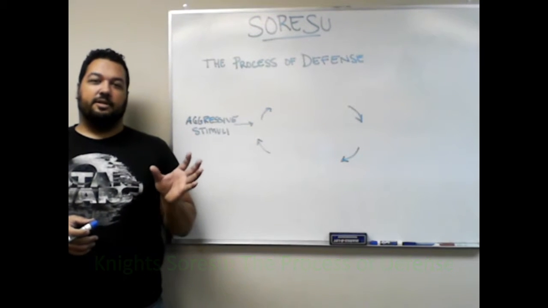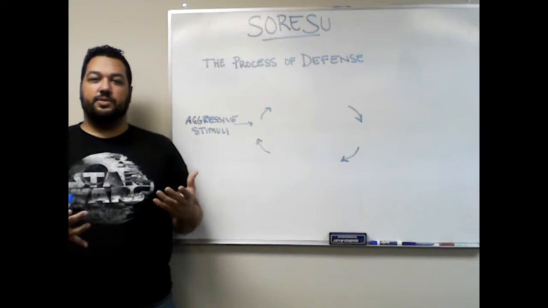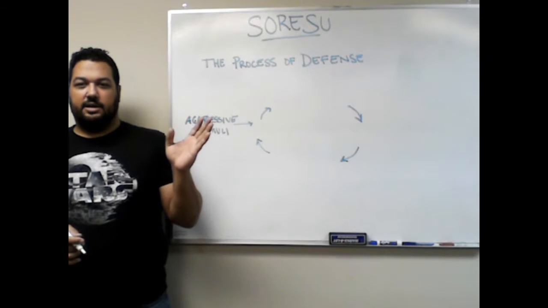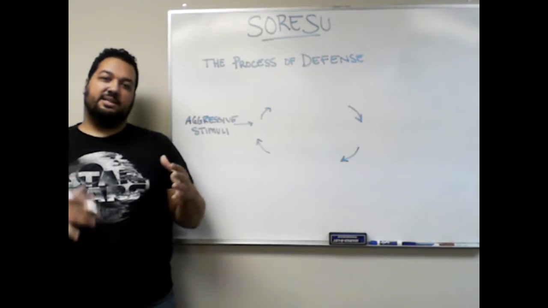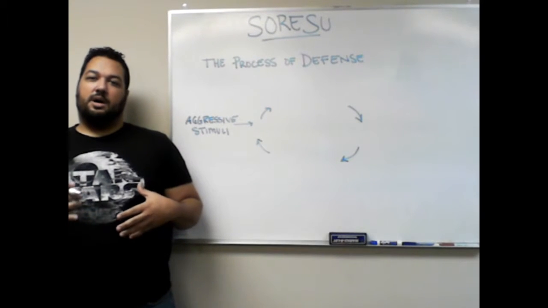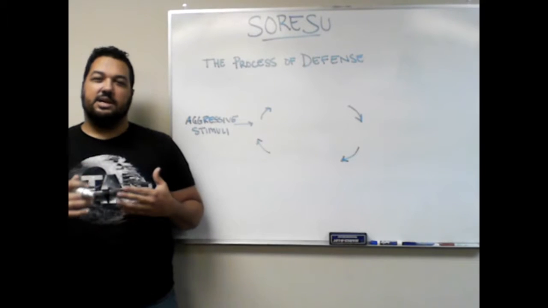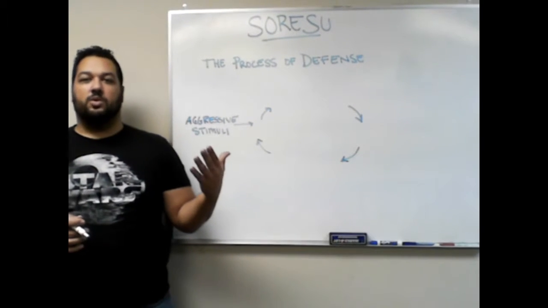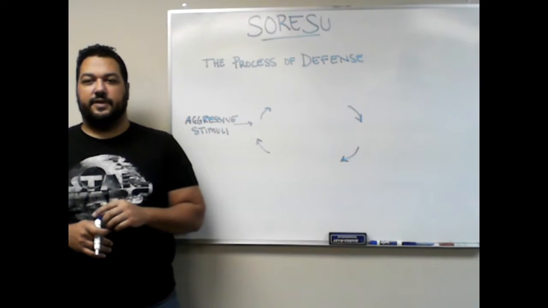Today we're continuing our discussion on the theory of defense as it pertains to Soresu. This is the second in our coverage of the process of defense. What we're going to talk about today is the actual cycle of the process of defense and some of those specific interferences that can inhibit you from the proper application of the process of defense.